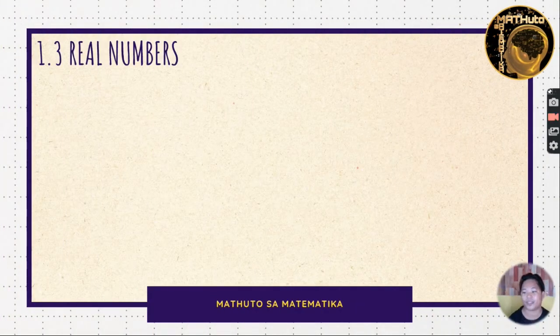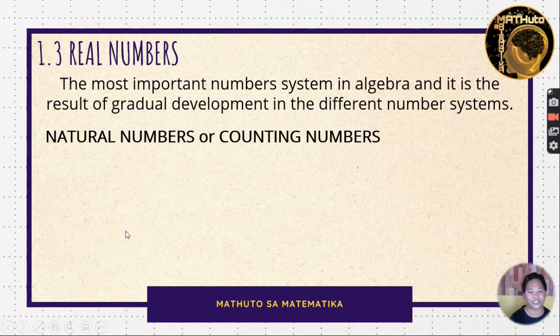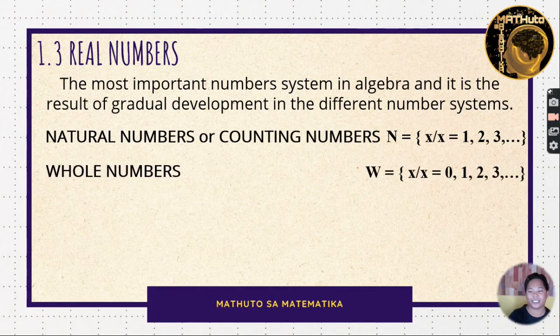Next, we have to discuss real numbers po. So, the most important number system in algebra, and it is the result of gradual development in the different number system. So, we have the natural numbers or counting numbers. Ano po yung mga counting numbers or natural numbers? So, ito po yung x is that x, 1, 2, 3, so on po. So, pag sinabi naman natin whole numbers, starts from 0 and all counting numbers po. So, included po yung 0 sa whole number po.